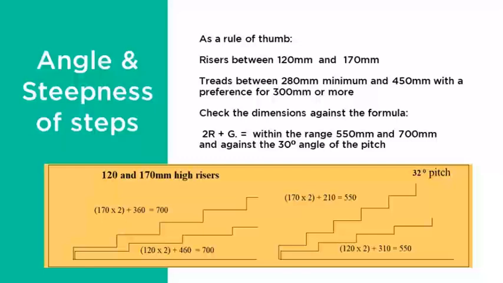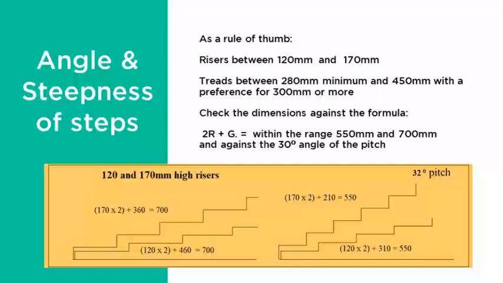Having made a provisional choice of dimensions for your proposed stairs and checked against the formula, you should apply a third check to your design by ensuring that the pitch line is less than 30 degrees, as I have already mentioned.